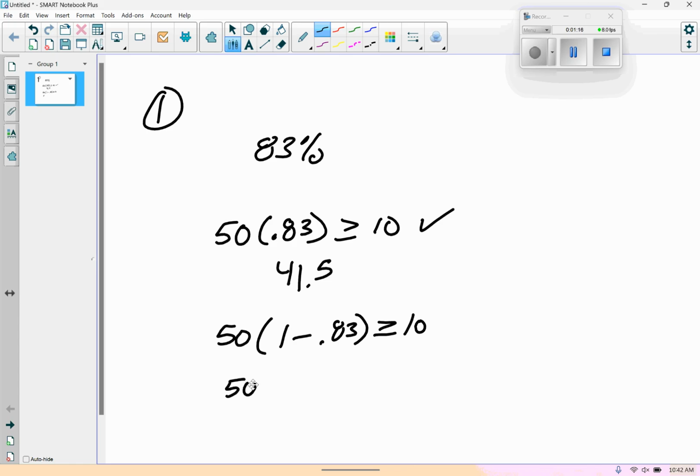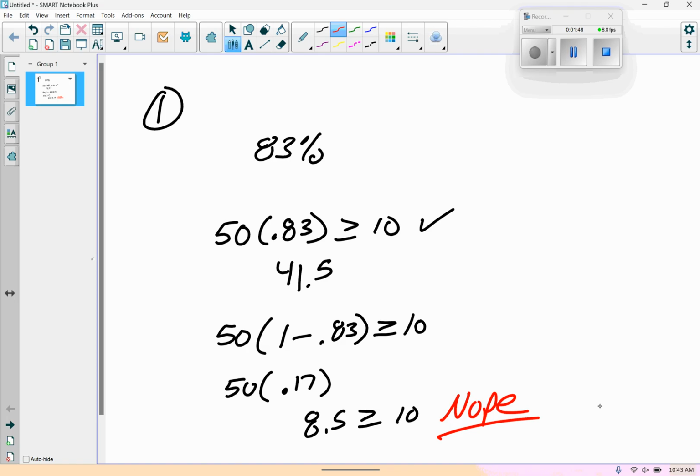So this becomes 50. 1 minus 0.83 is 0.17. So then if you go 50 times 0.17, that comes out to 8.5. And is 8.5 greater than 10? No. So this, in theory, would not make a good normal distribution from our sampling.